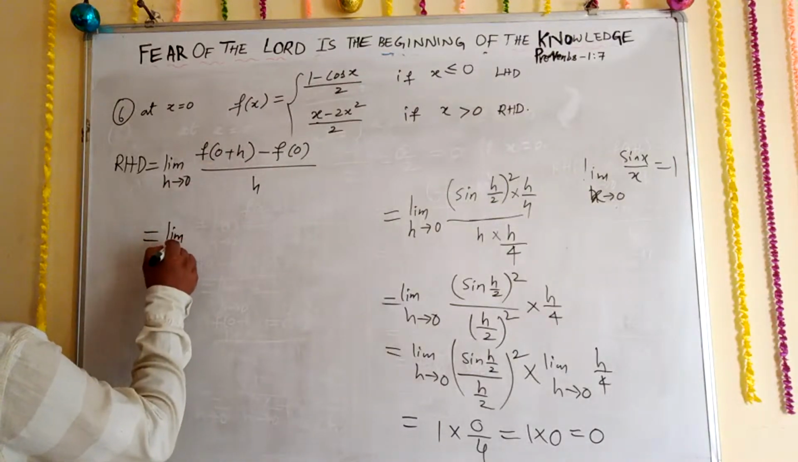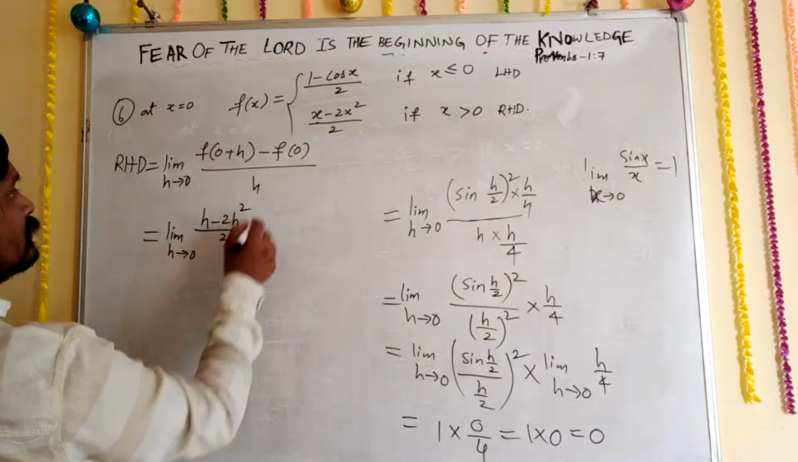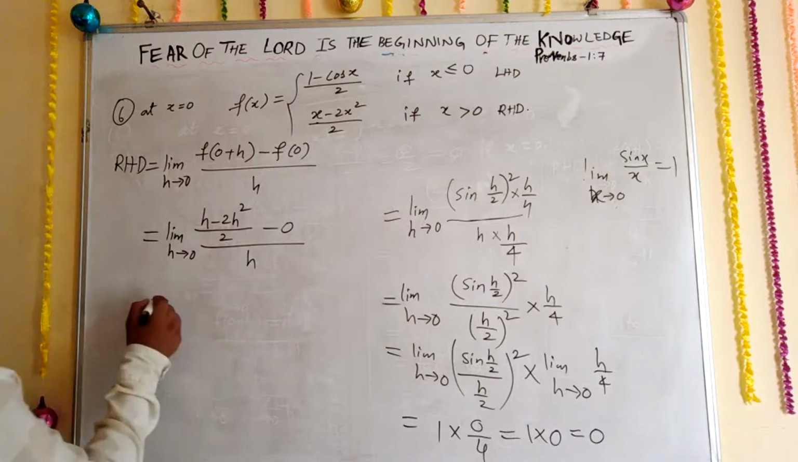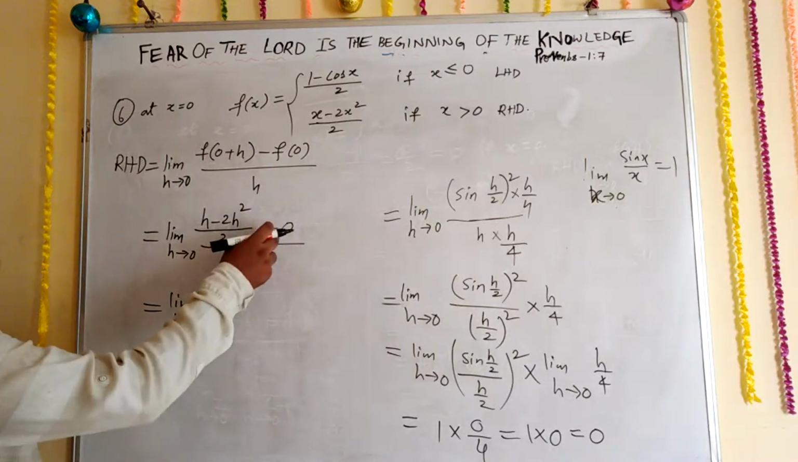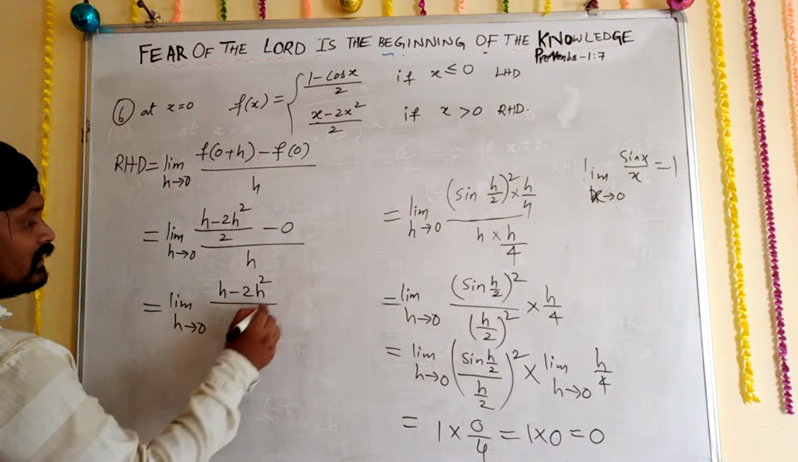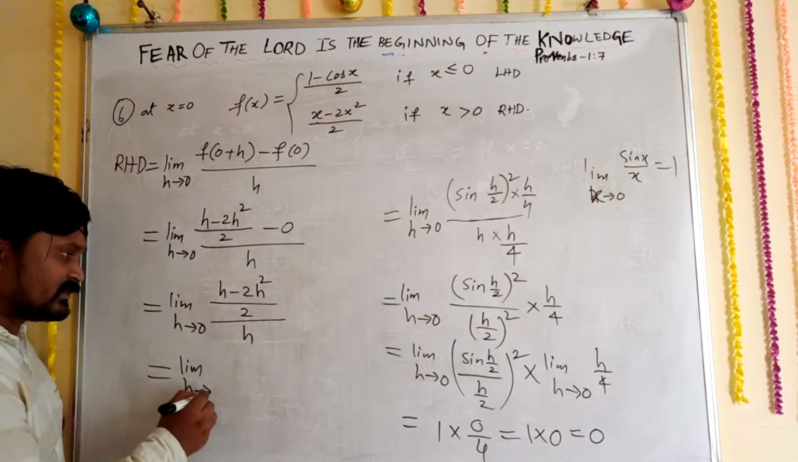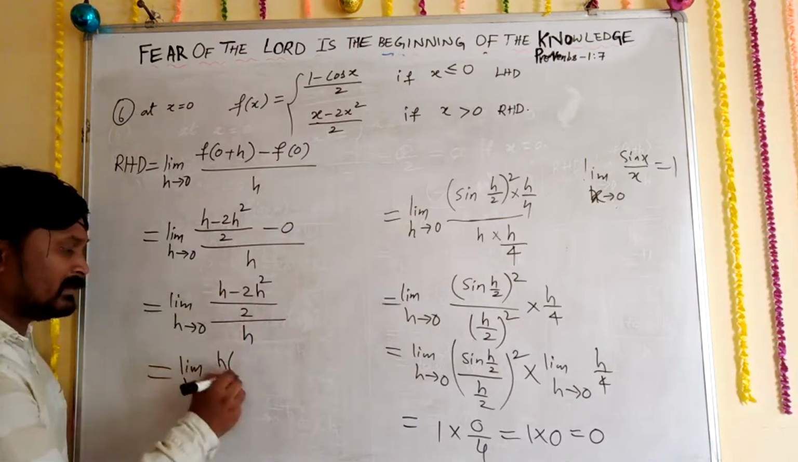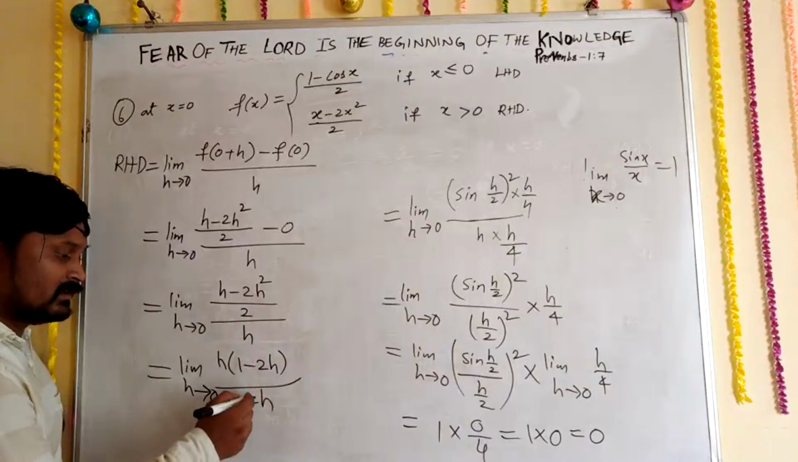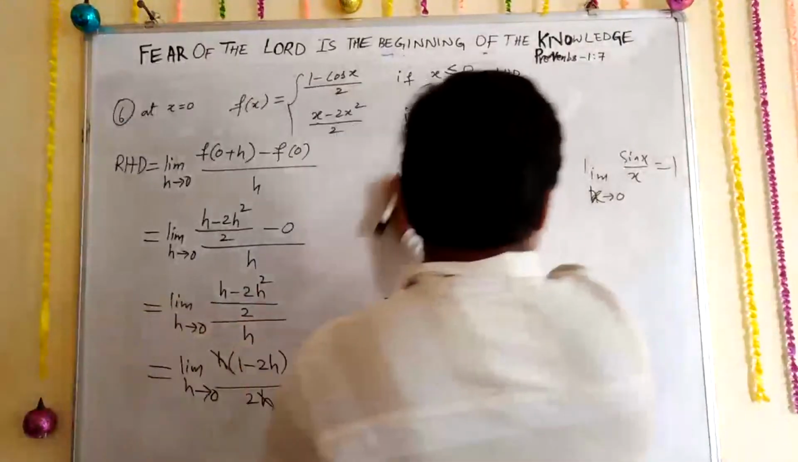So now we can write limit h tends to 0, h minus 2h square upon 2, minus what is f of 0? We found f of 0 as 0, so we write 0, upon h. When 0 is subtracted from any number, we get the same number. So now h minus 2h square upon 2, upon h. So we can write this as limit h tends to 0. Taking h common in the numerator, 1 minus 2h upon, here it is 2 into h, 2h. So now h gets cancelled. When h is cancelled, what are you going to get? What is your limit now?